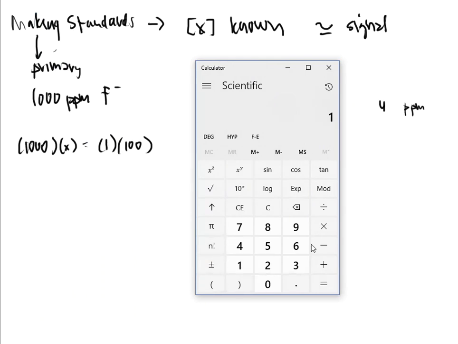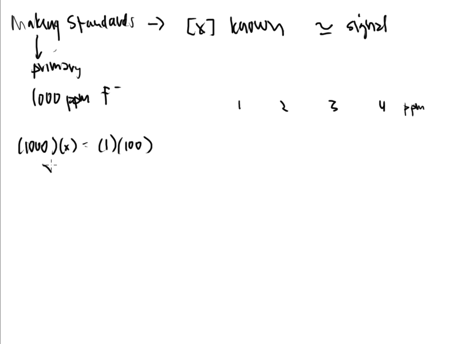So 1 times 100 is 100, right? And then to solve for x, that's 1,000 times x, so we need to divide by 1,000. So we divide by 1,000 here, and we get 0.1. So x is equal to 0.1. Keep in mind, this was in mL, and this was in ppm. So this has to be in mL, and this has to be in ppm. Your units have to stay the same on both sides, right? So this is 0.1 milliliter is what I need to add to this volumetric flask and dilute with my solvent up to the line.